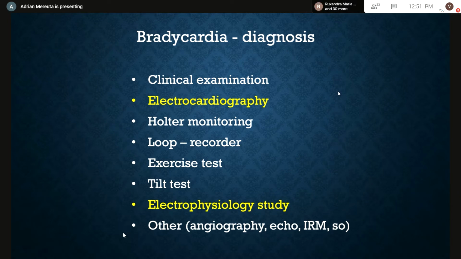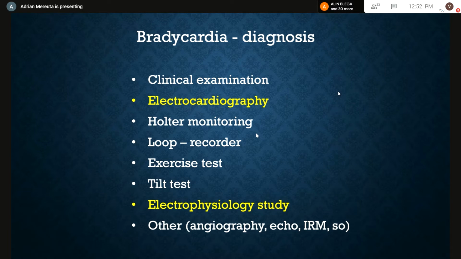It's more important to see if the patient has symptoms when bradycardic. That you can have from the patient, from the anamnesis. But most important, and I put it in yellow, is electrocardiography. It's crucial. It's the most important investigation for defining exactly the type of bradycardia and sometimes the reasons for bradycardia. But if the electrocardiography is not enough, you can do Holter monitoring. Holter monitoring is the same electrocardiography, but over 24 hours usually, sometimes 48 or 72.